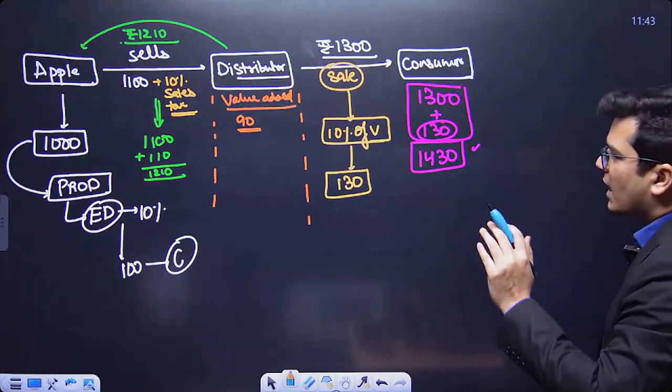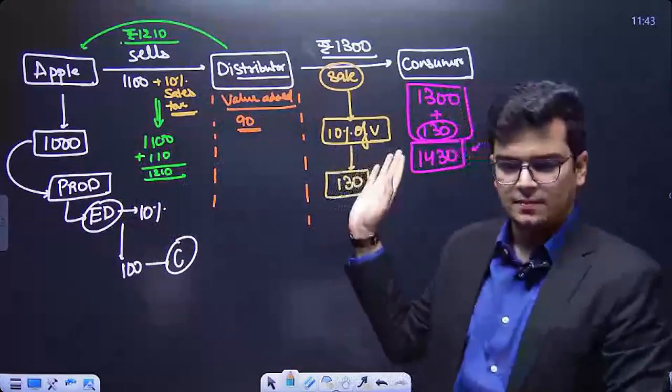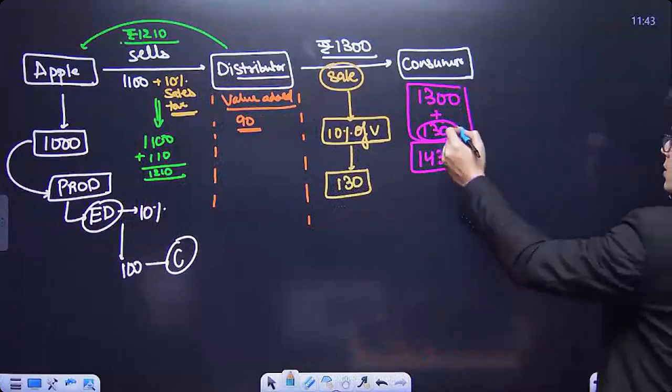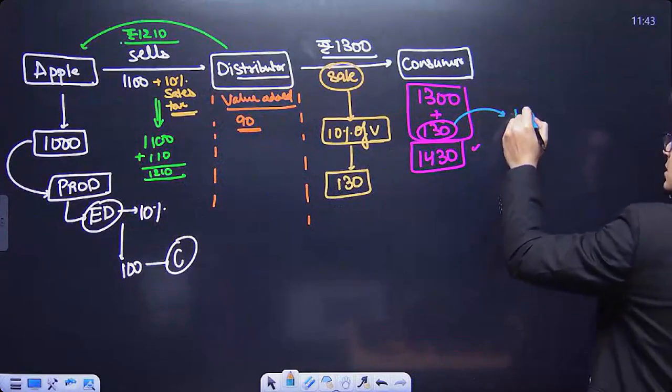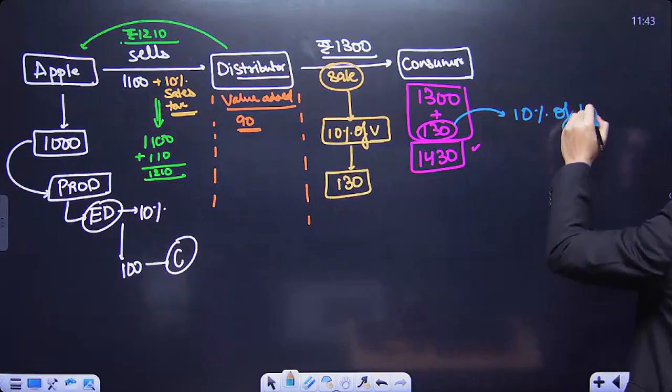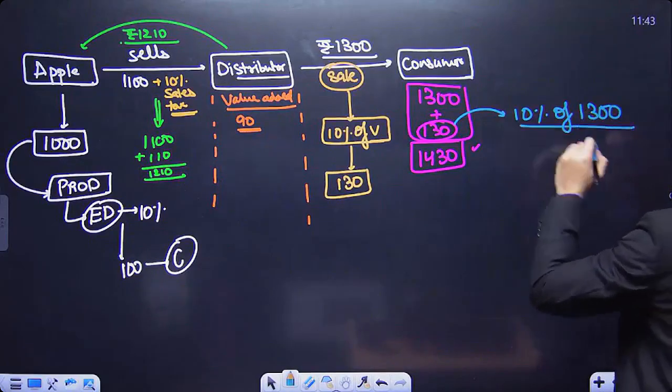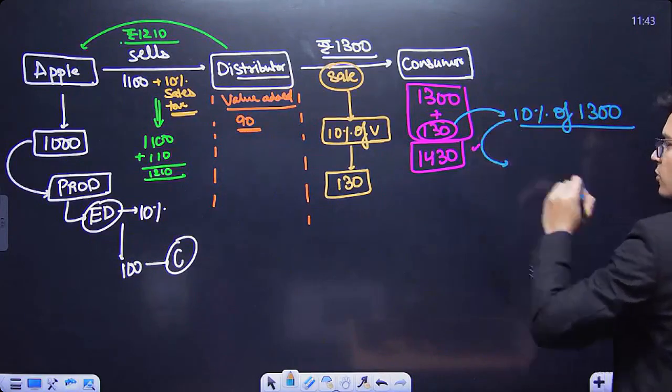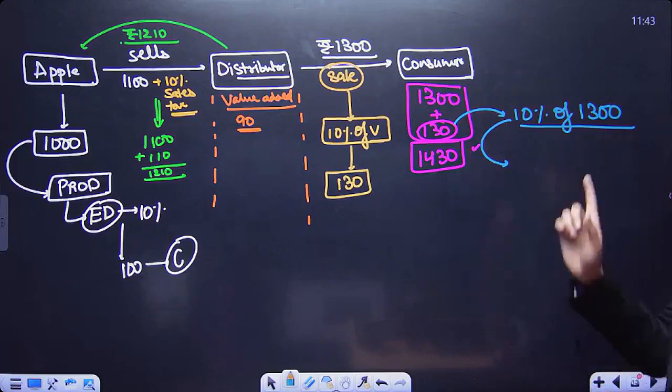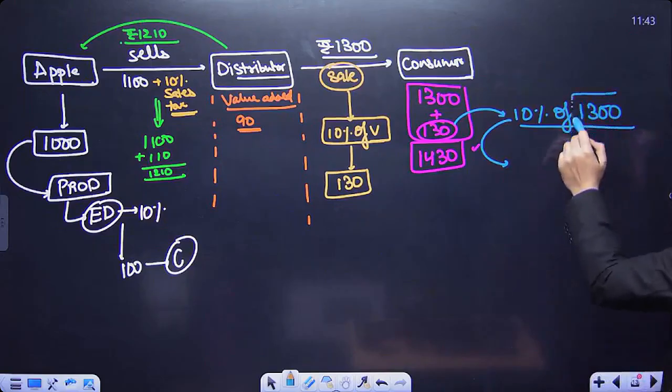All tax rates are 10%. Here also 10%, here also 10%. What are you paying? This 130 is 10% of 1300, which is 10%. Now let's break down this 1300.